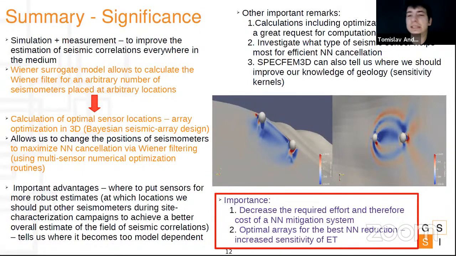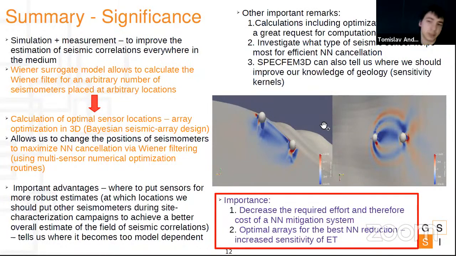Of course, we still need to investigate what type of seismic sensors are the best for the most efficient Newtonian noise cancellation. And one more product that the Spectrum 3D Cartesian software gives us, apart from simulated cross correlation, is that it can tell us where we should improve our knowledge of geology. Those are the sensitivity kernels that are shown here.